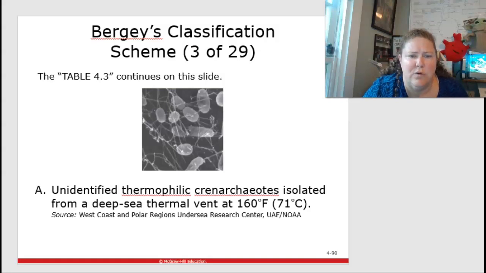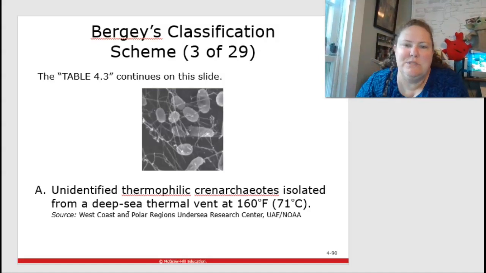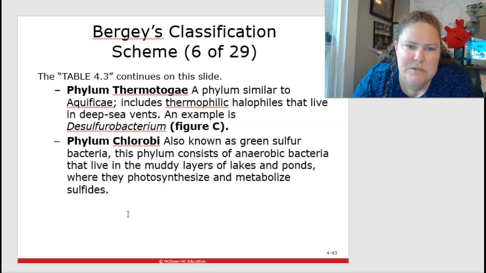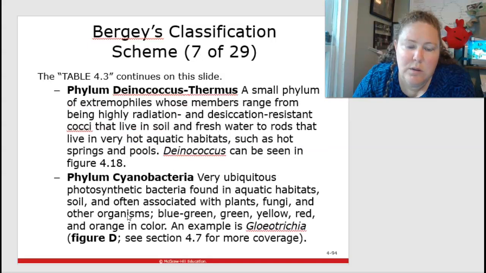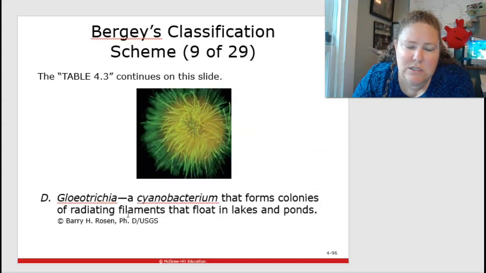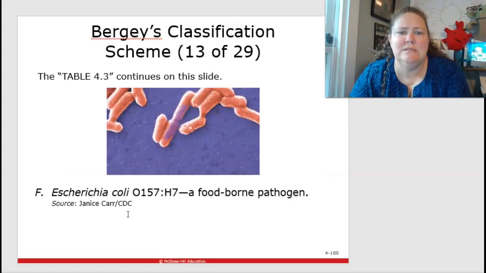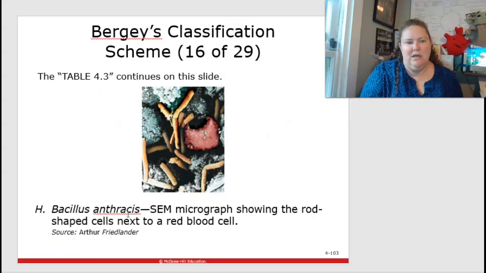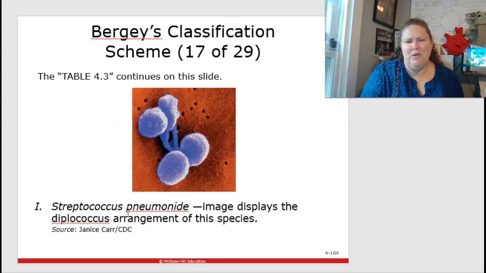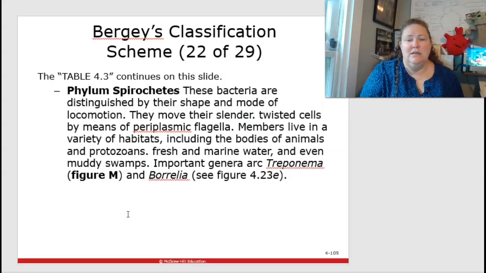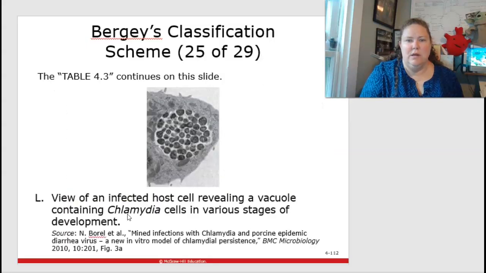So table 4.3 contains the slide with unidentified thermophilic, meaning heat-loving, crenarchaeotes, which are isolated from deep sea thermal vents and at very high temperature, right? So just the different classifications. I'm just going to cruise through these because you can read about this in the book, right? And this looks like it's table 4.3 pretty much summarized. Bergey's is the gold standard to figure out how to classify different microorganisms. We're going to get some practice in this as we go through our slides and learn different stains and the different shapes and practice on the slides in the microscope in lab.